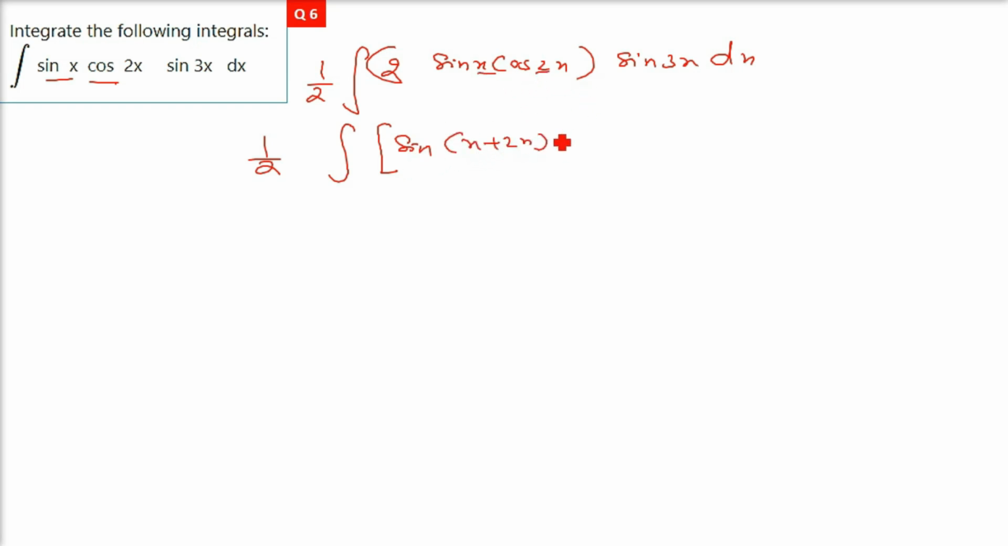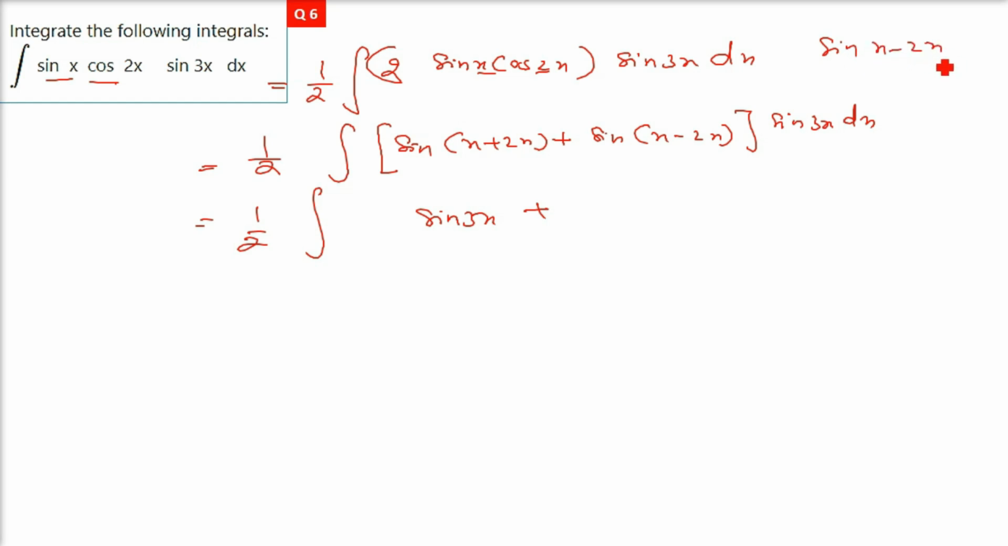It will be sine a plus b plus sine a minus b. Sine x plus 2x plus sine x minus 2x. And then we have sine 3x already. We will attend to it later. Half. So this is sine x plus 2x, which is sine 3x. And then the second term, sine x minus 2x. Sine a minus b, sine x minus 2x is sine minus x. And this minus sine minus theta is minus sine theta. So this will become negative here, negative sine x.